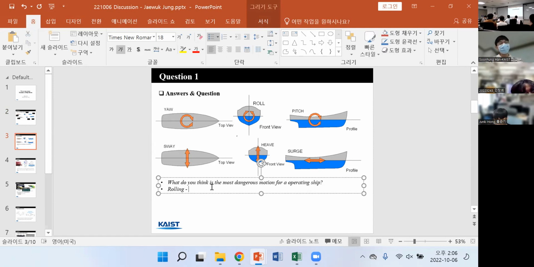Don't you think that yaw and pitch could also sink a boat? Yeah, but it's more likely that the roll happens compared to pitch. Waves.